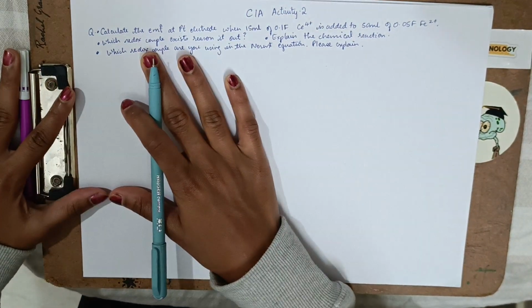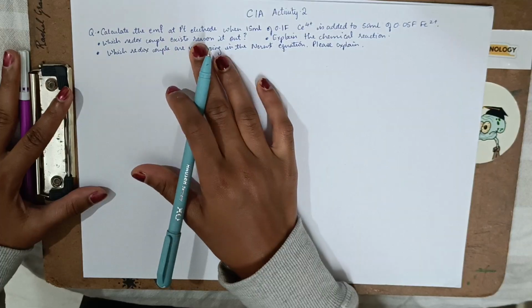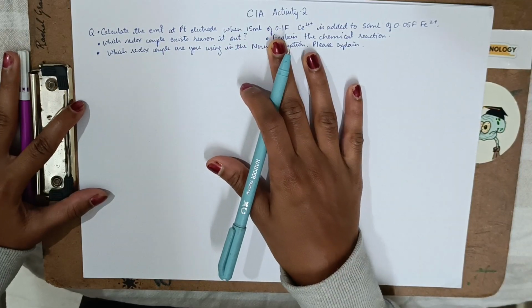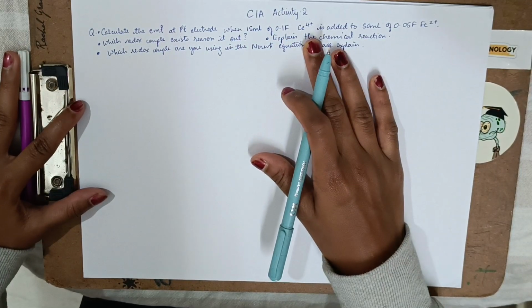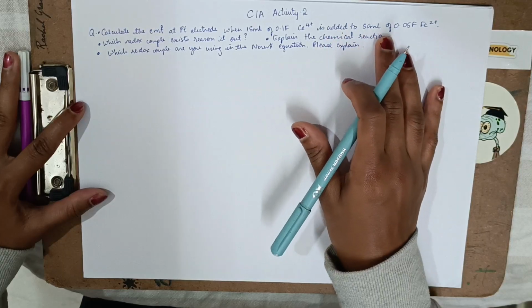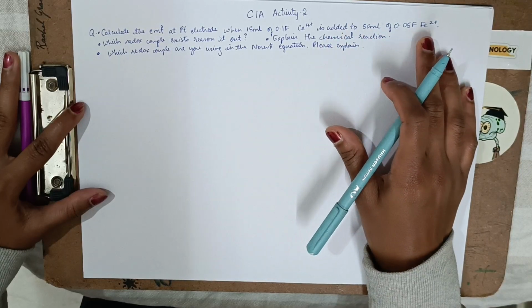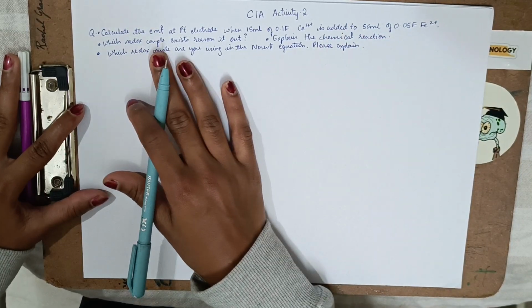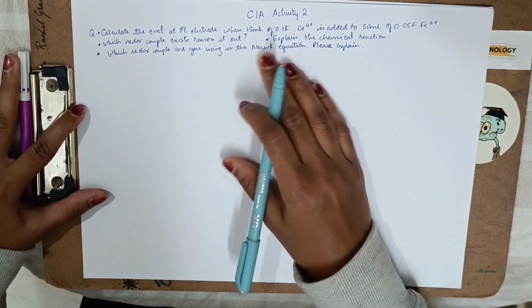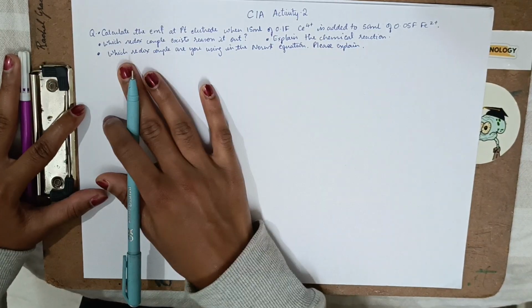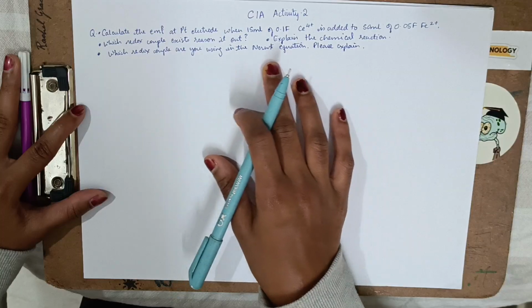In this question we have to calculate the EMF of a platinum electrode when 15 ml of 0.1 formula cerium4+ is added to 50 ml of 0.05 formula Fe2+. Which redox couple exists? Reason it out. Explain the chemical reaction. Which redox couple are you going to use in the Nernst equation?